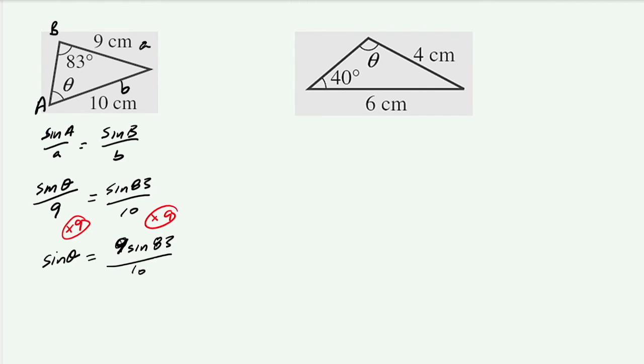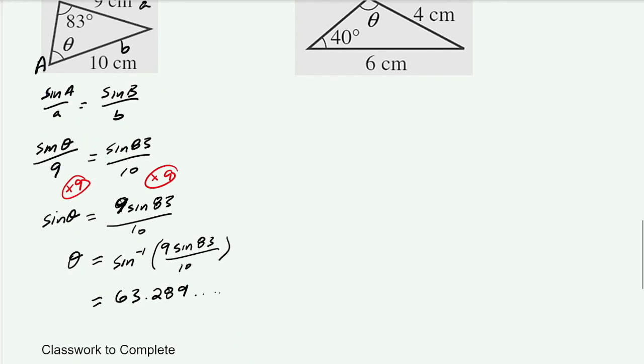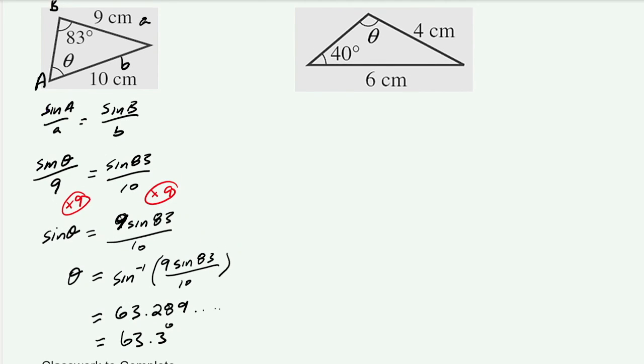Okay, and then remembering that we are using our inverse. So theta is sine to the -1 of 9 sine 83 over 10. Now that should be 63.289... because it keeps going. We want one decimal place, so it's just going to be 63.3. Okay, 63.3 degrees. Let's have a look at the next one.